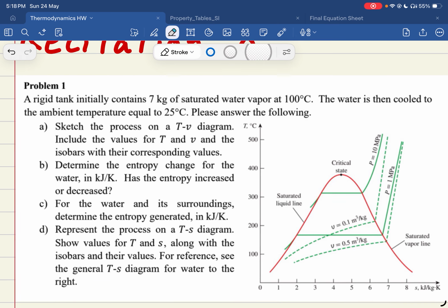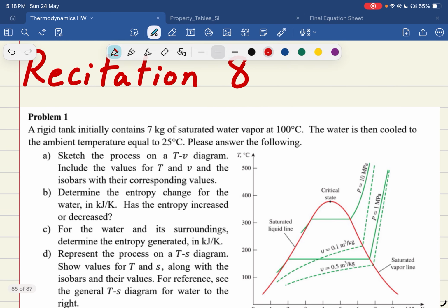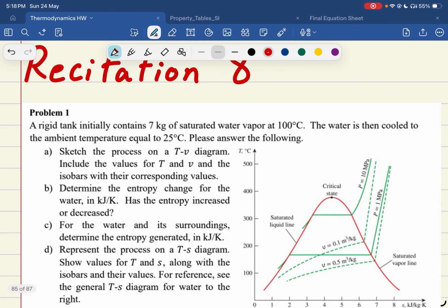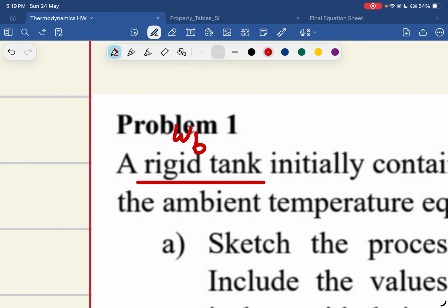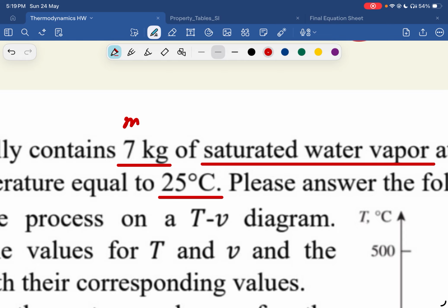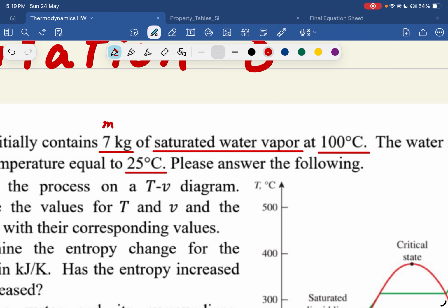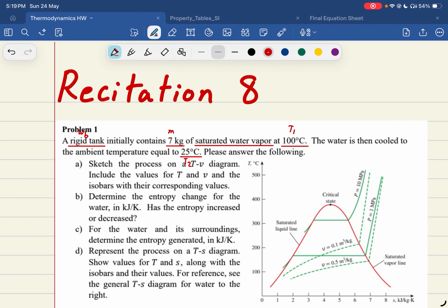All right. So over here we have Recitation 8 and we have problem 1, and it says that we have a rigid tank that initially has 7 kilograms of mass as a saturated water vapor. And it starts at 100 degrees Celsius, and the water is then cooled to an ambient temperature of 25 degrees Celsius. So we don't have any boundary work because it's a rigid tank, and this is the mass, and it's a saturated vapor that's from the tables, and this is T1, and this is T2, and because temperature is decreasing, we know that there is Q out, okay?